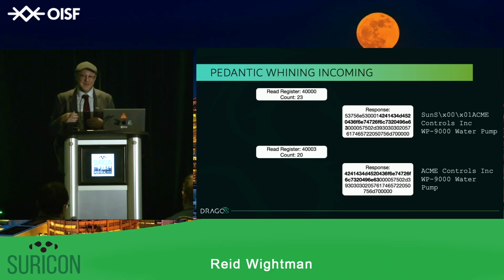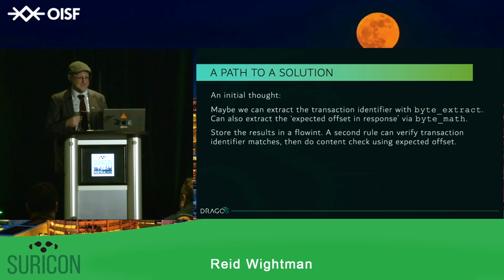Or the client may connect up to the controller and just say, oh, I know it's SunSpec already, I'm just going to go straight to the data, and it might try to read register 40,003, which means that your response is going to have the manufacturer information right away in the packet. So you want to share state between the request rule that matches on the request and the response rule that matches on the response, so that you know where in the response to look for the actual manufacturer data.